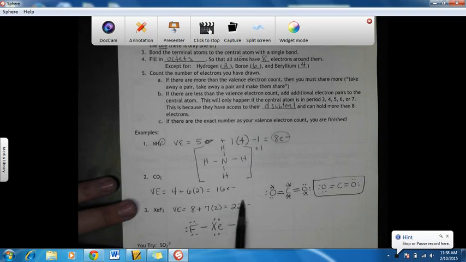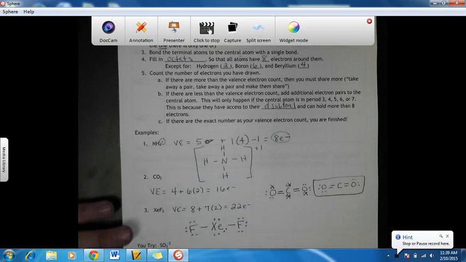Well, but we have to use 22. And so this is one of those cases where we don't have enough. And so we put those extra 2 on the central atom. Okay? And we always do these in pairs.